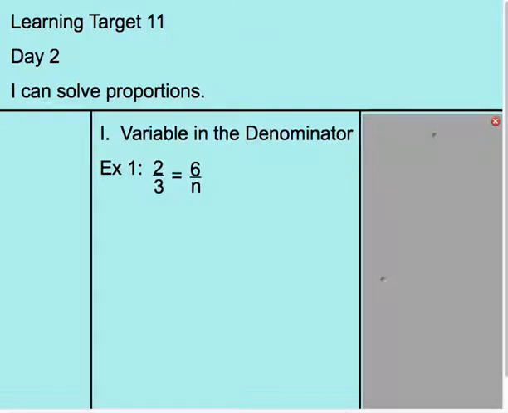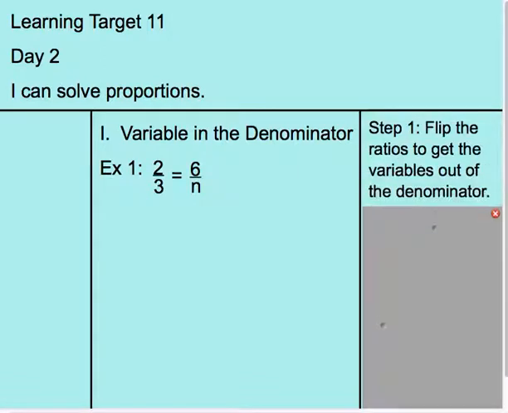For Learning Target 11, Day 2, we're going to take a look at some more solving proportions, this time with a variable in the denominator. Now, there's an easy fix, and there's actually two different ways you can look at this. I chose to go the route where you can just flip the fractions. And then your variable is no longer in the denominator, and you can solve the proportion like normal.